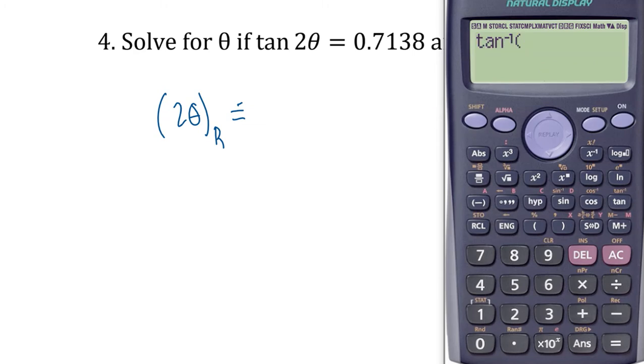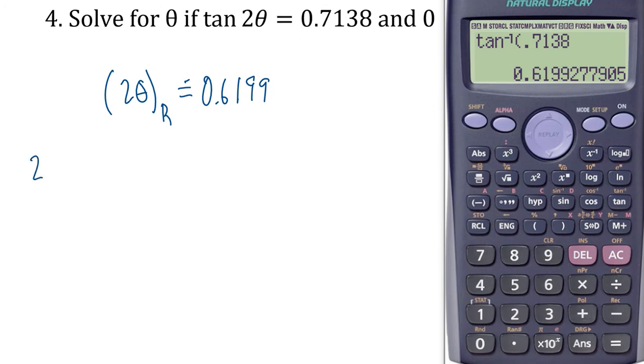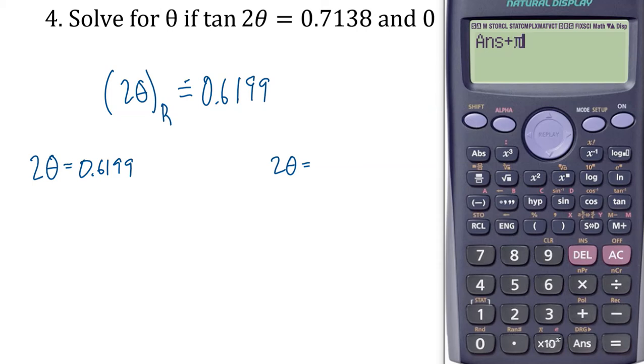Shift tan 0.7138. So 0.6199. You don't divide by 2 here. You have to split it up first. We're in quadrant 1, because tan is positive there, 0.6199. And in quadrant 3, because that's where tan is positive, so pi plus theta related.